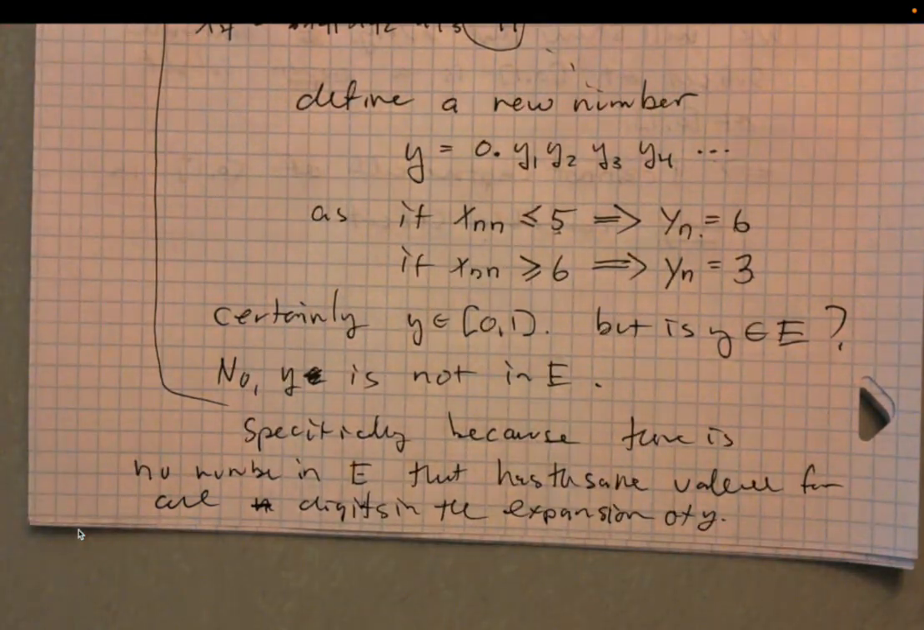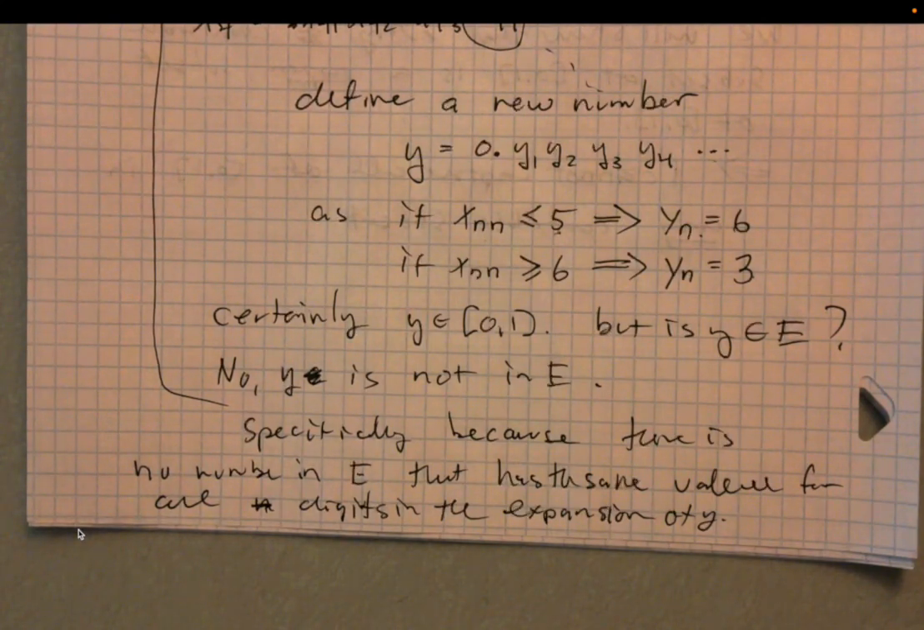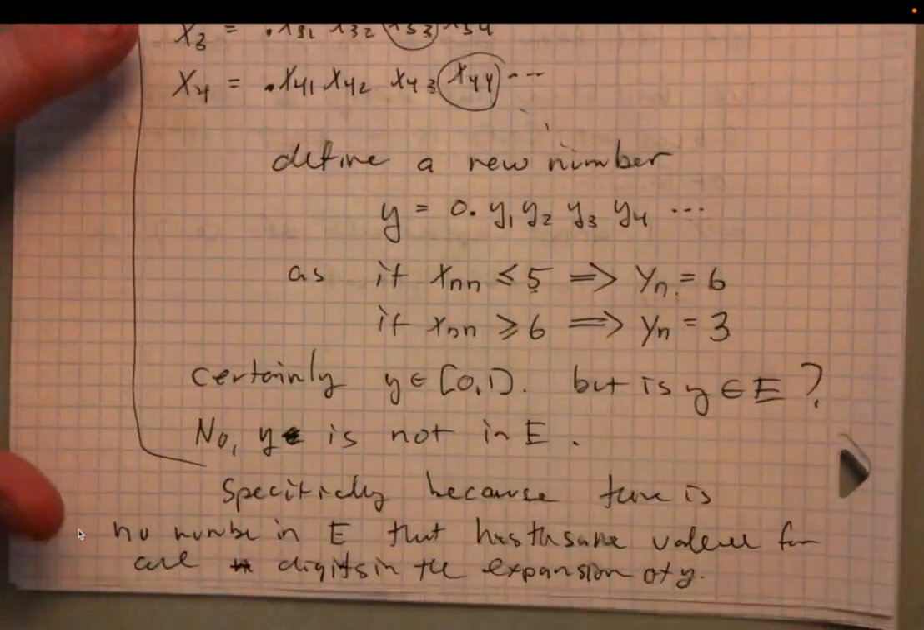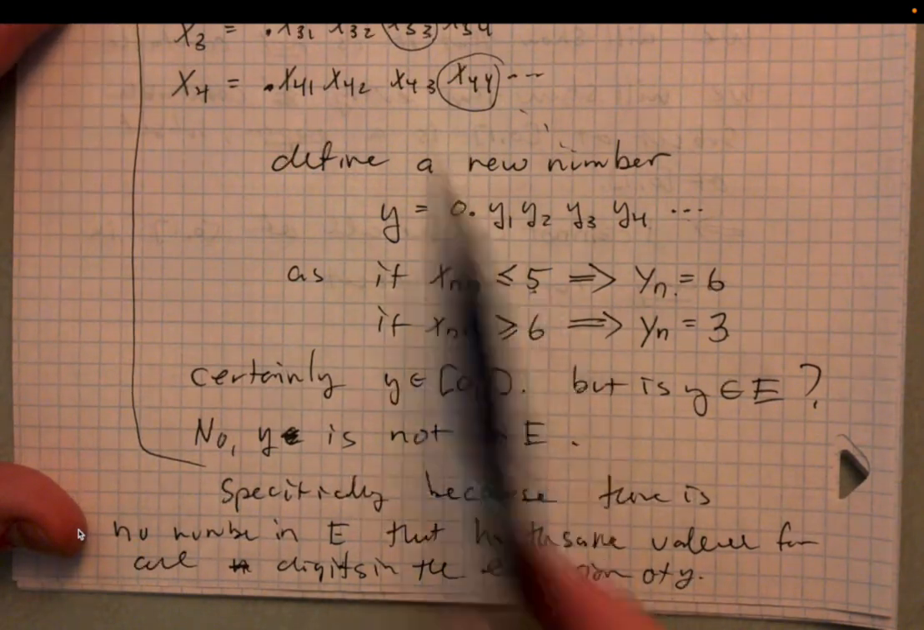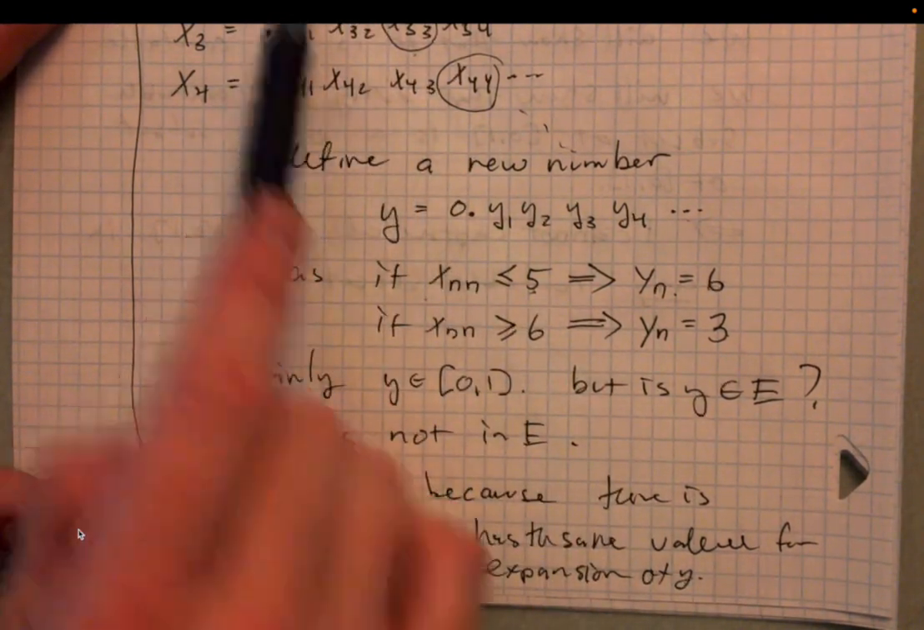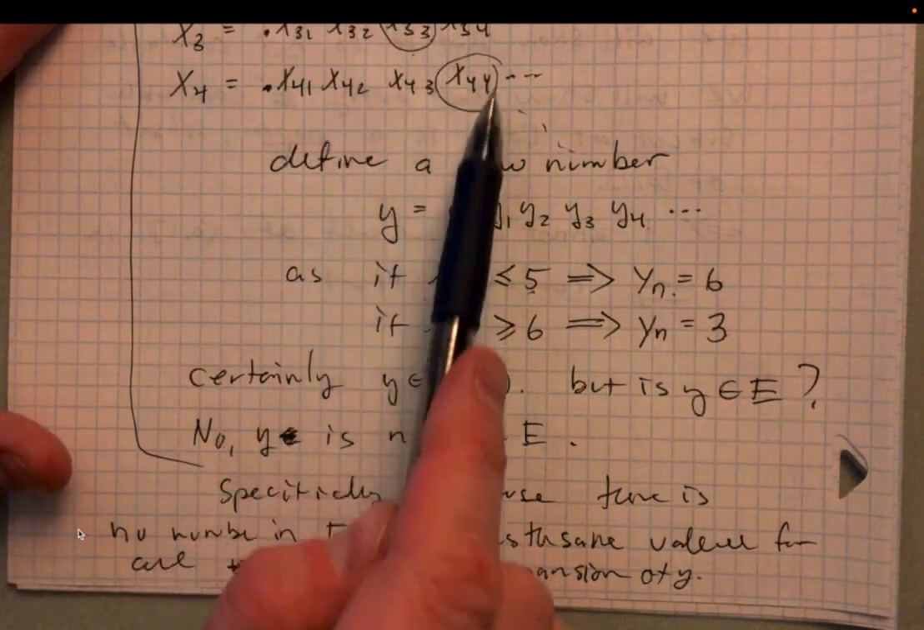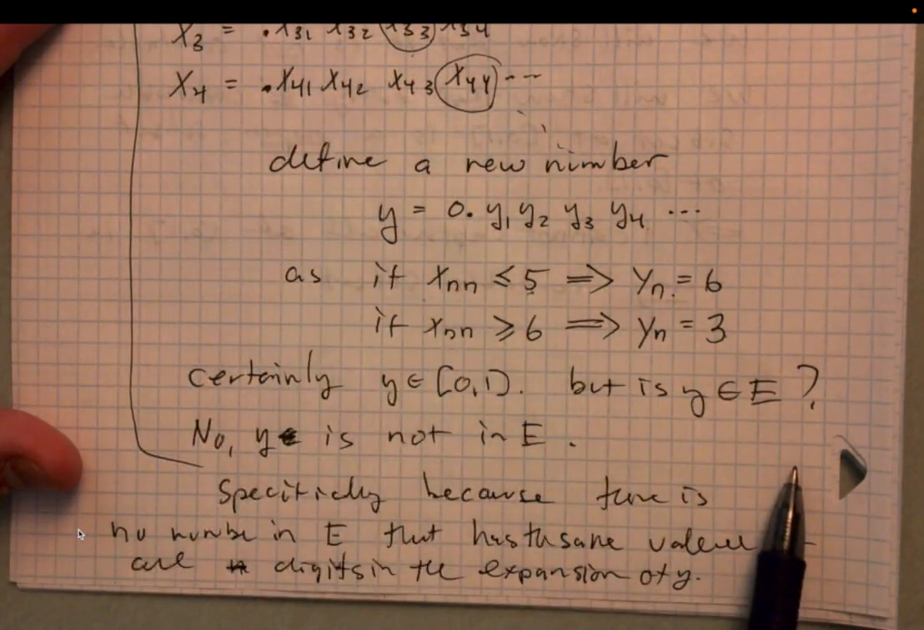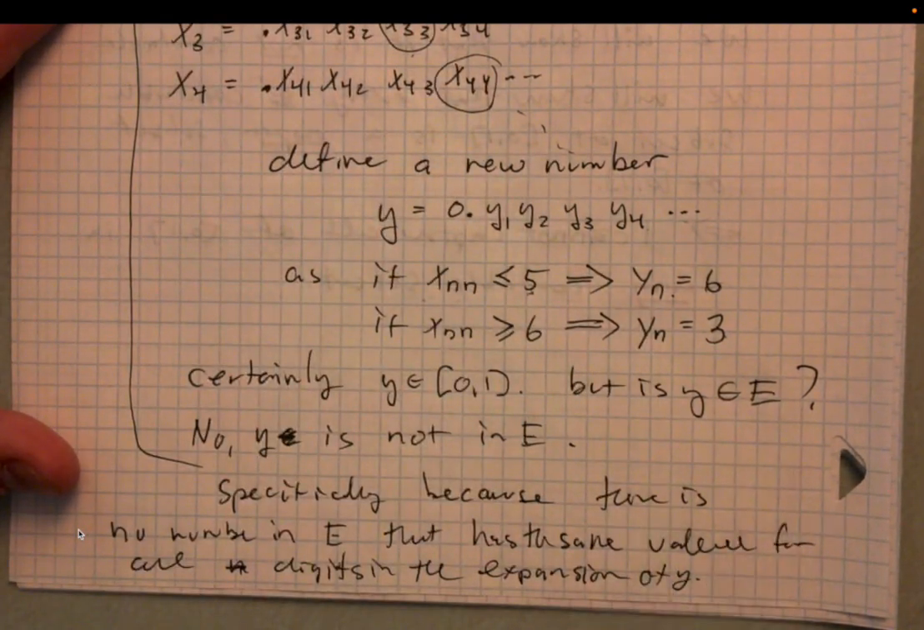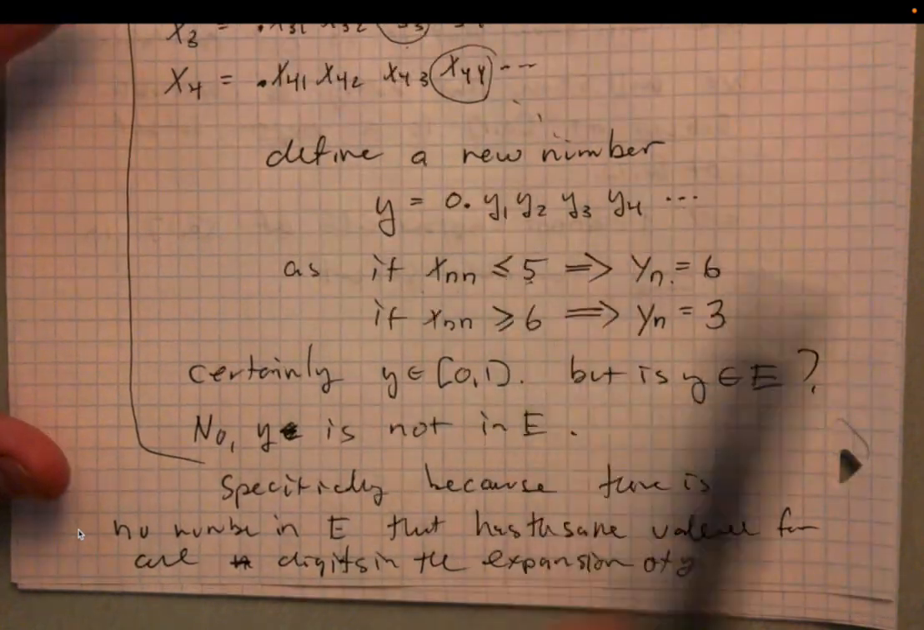Okay, so there's no number in E that has the same value for all of the digits in the decimal expansion of y. And specifically, we've made it that way, right? We've said, let's make our y dependent on every number in the list, and let's make it different from every other number on the list, right?